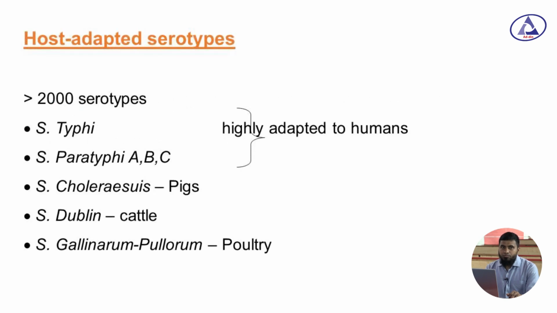About 2000 serotypes have been identified so far. Among them, only a few serotypes infect humans, and these are Salmonella typhi and Salmonella paratyphi. Salmonella Dublin causes infection in cattle, and Salmonella gallinarum and pullorum cause infection in poultry.